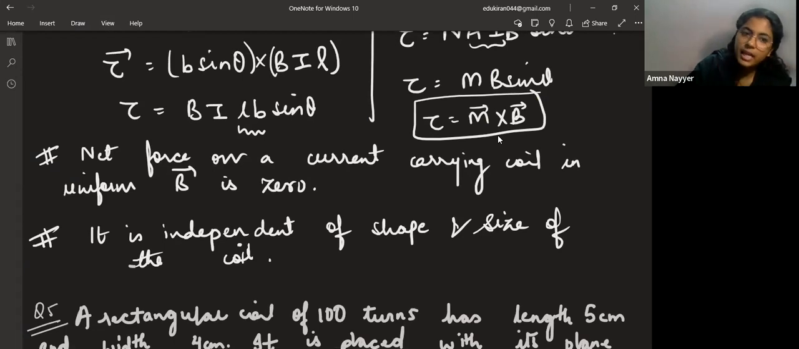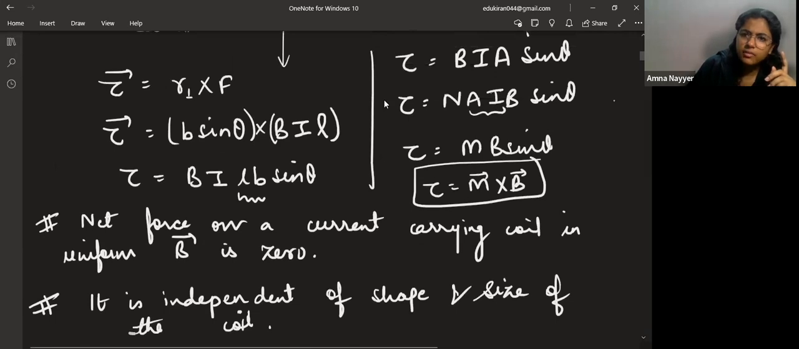So net force on a current carrying coil is 0 in a uniform magnetic field, and this is independent of shape and size. That means whether it's a circular coil or a rectangular coil, the force does not depend on it. It is completely 0. Whichever shape is there, this is not depending. All right. So to write torque, do one thing, class. First write this one, NAIB sine theta, then write this one, and then these 2 points. That's it. Just make torque on current carrying coil as the heading.